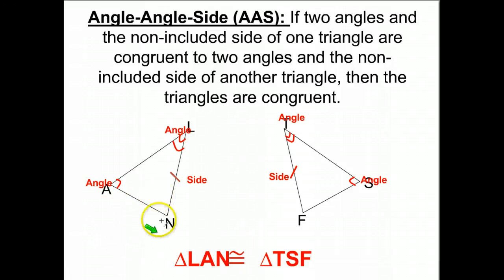Alright, so once again we have our angle angle side, which says if you have two angles and a side not included between those two angles congruent to two angles and the side not included between those two angles in another triangle, then you automatically know that the two triangles are congruent to one another. That is the AAS postulate.